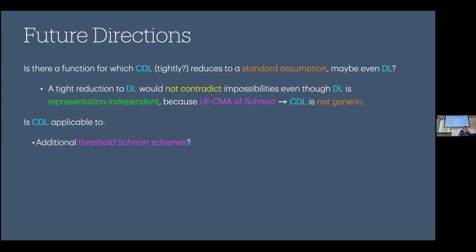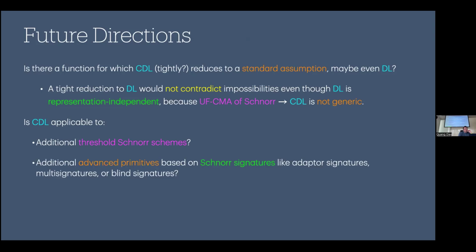Another question is whether CDL is applicable to additional threshold Schnorr signature schemes or the other kinds of advanced signature schemes I mentioned. And one thing I want to say in closing is that I think a really important problem is instantiating Schnorr. I'm not aware of any significant positive or negative results about replacing the random oracle in Schnorr with any concrete hash function. I think that would be a really nice and timely result since it's being used all over the place. And I think potentially CDL could be useful.